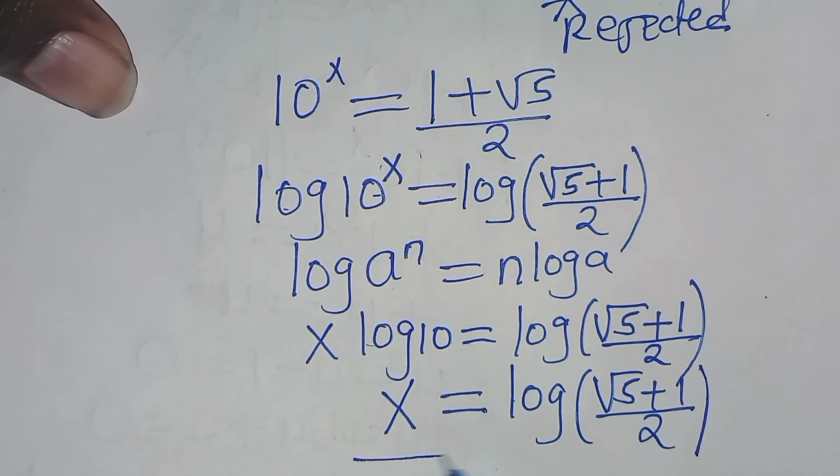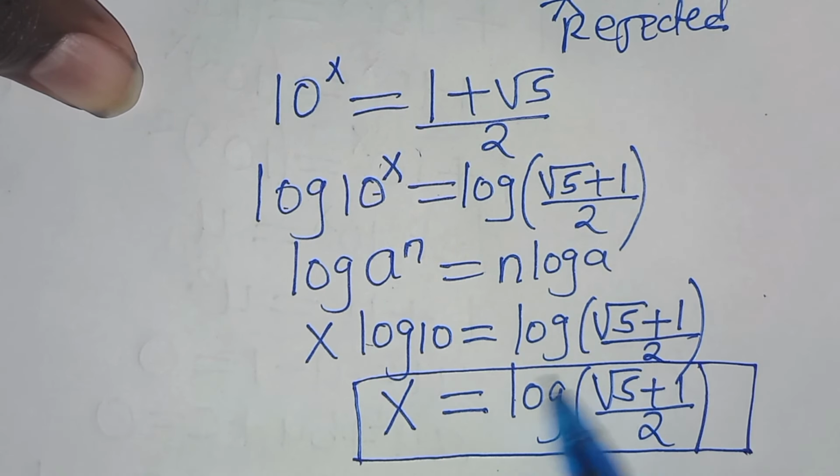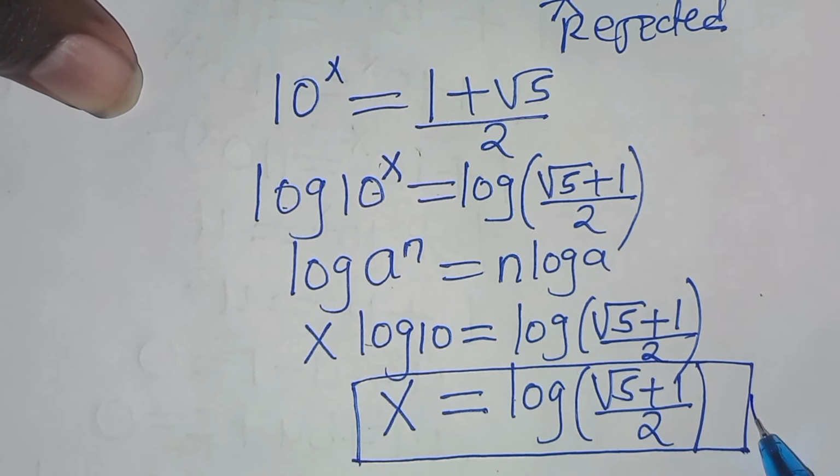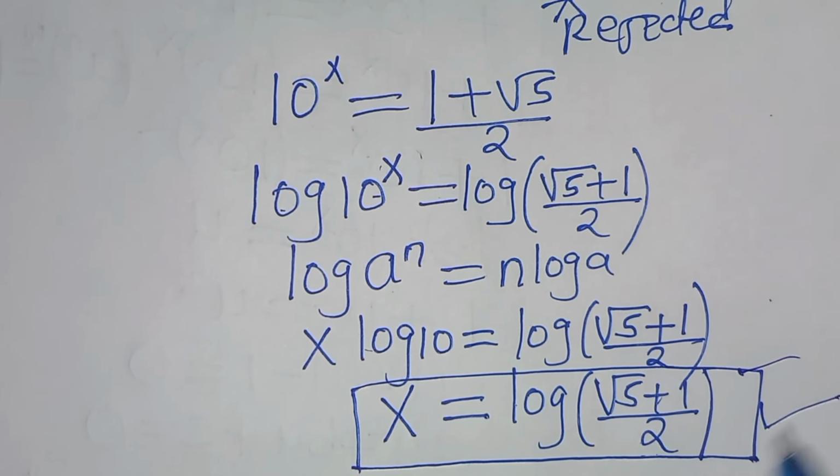So this is the value of x by applying method 2. Both method 1 and method 2 provide the same answer. So you get the same answers by applying method 1 and method 2.